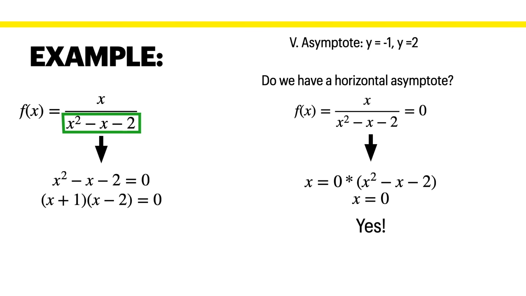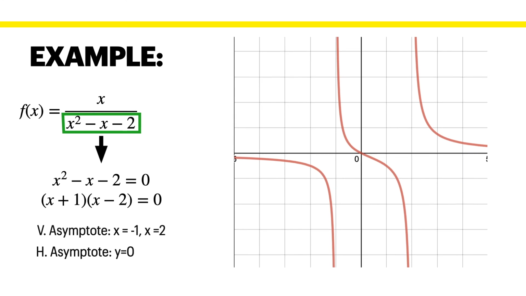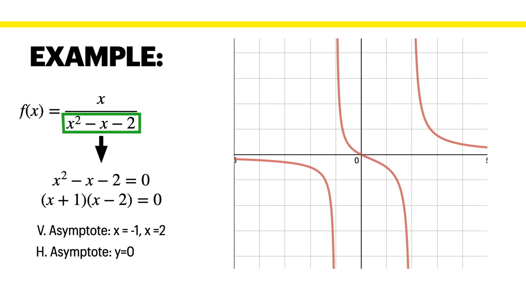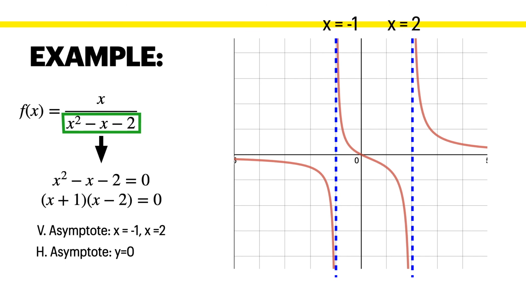Let's graph this. If you use a tool, you end up with something like this. We know that we have vertical asymptotes already: x equals negative 1 and x equals 2. For the horizontal asymptote, it's actually the whole x-axis itself. So there it is. The horizontal asymptote is y equals 0.